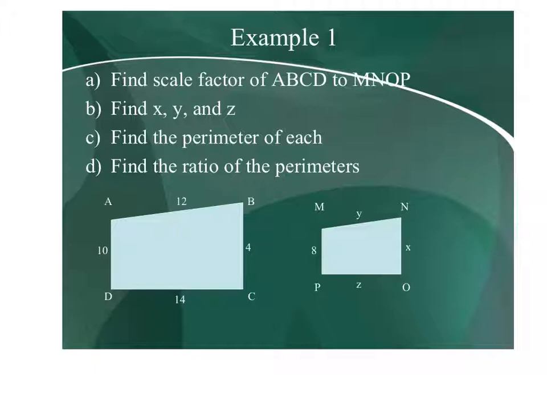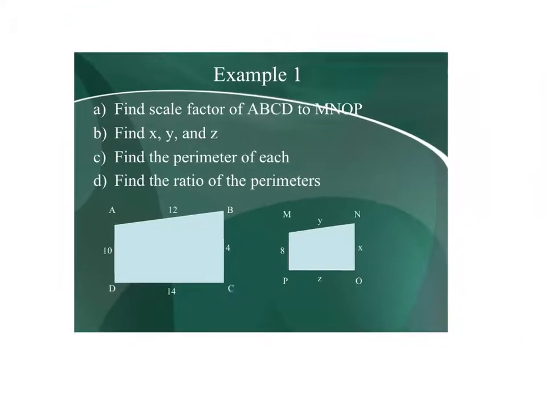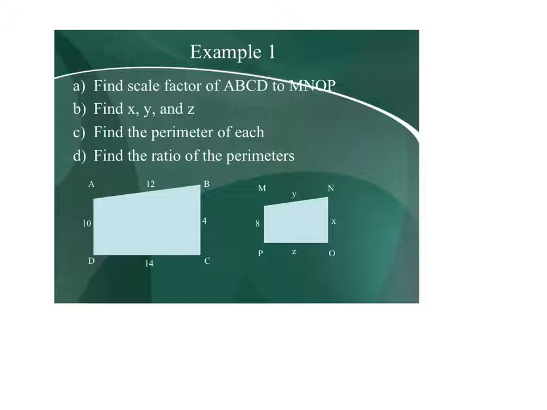First thing they want us to do is find the scale factor. In order to do this, I need to find the 2 sides that have numbers. So let's look at our statement here. We have ABCD to MNOP. If I take the first 2 letters, the AB, I see that it matches with MN. So if I put AB over MN, I end up getting 12 over Y. I need to have a number in the top and the bottom. So right now I still can't get the scale factor because I still have an unknown.